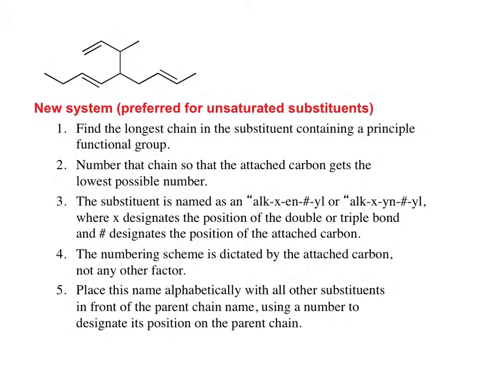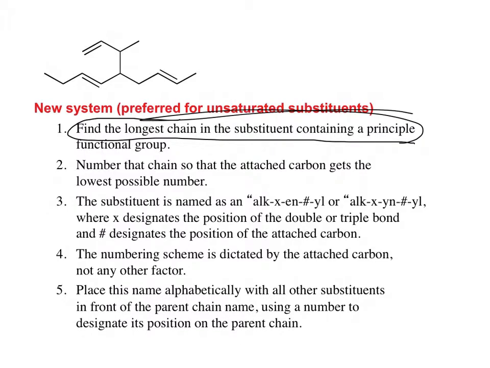Under the new system, what you do is you find the longest chain in the substituent that contains a principal functional group. So you're going to find your longest chain that actually has the double bond in it. So what we are going to do there is our longest chain with that functional group is going to be, and I'm going to draw up above it here. I don't want to clutter it up. Right there. That 4-carbon chain that I just sort of highlighted up above.